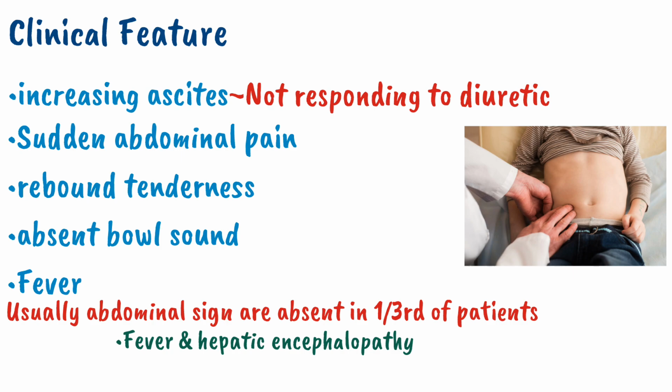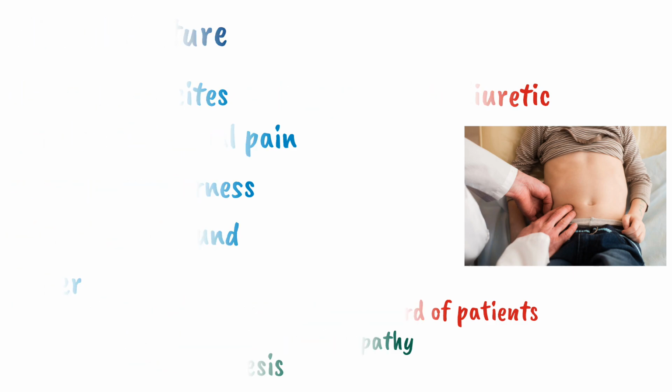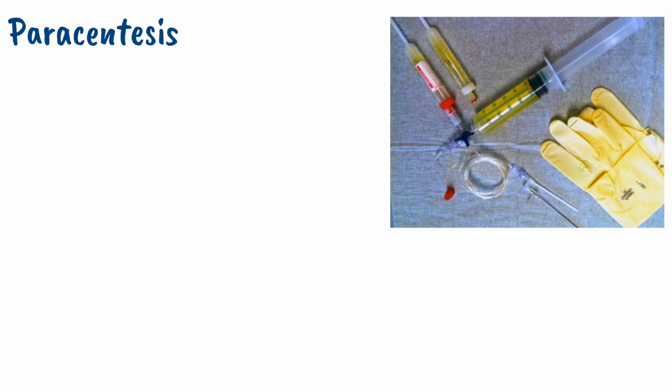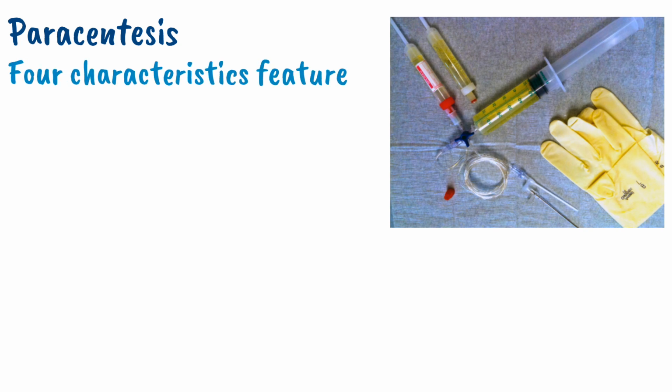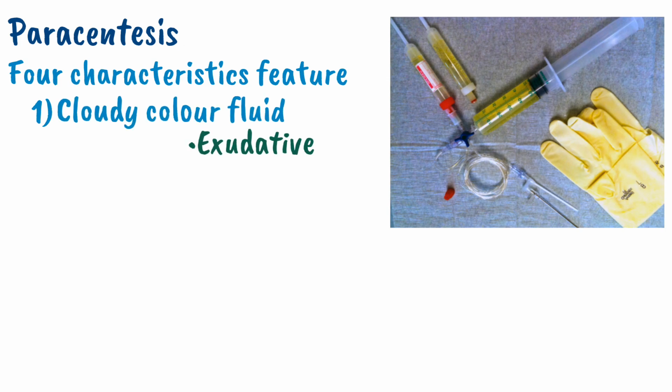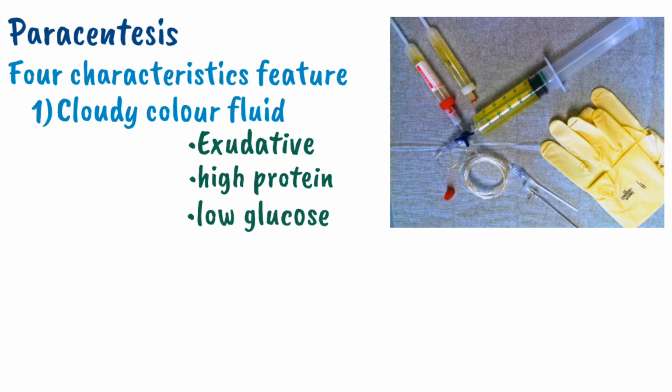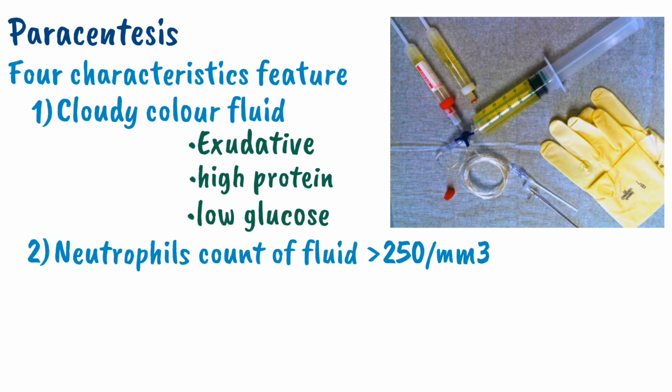But the accurate diagnosis is made on paracentesis. In paracentesis, we take the ascitic fluid and study its characteristics. In spontaneous bacterial peritonitis, there are four characteristic features in ascitic fluid. The first one is that the fluid will look cloudy, meaning it will be exudative in nature with high protein and low sugar. The second one is that the neutrophil count of the fluid will be greater than 250 per millimeter cube.